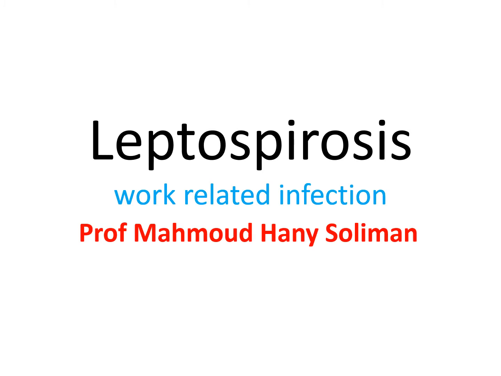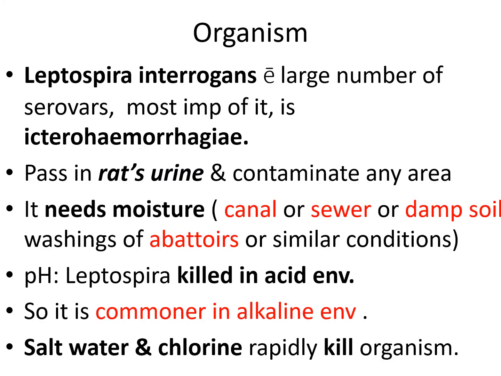Leptospirosis, a work-related infection. Professor Mahmoud Hani Sulaiman. Organism: Leptospira interrogans with a large number of serovars. Most important of it is icterohaemorrhagiae. Passed in rat's urine and contaminates any area.